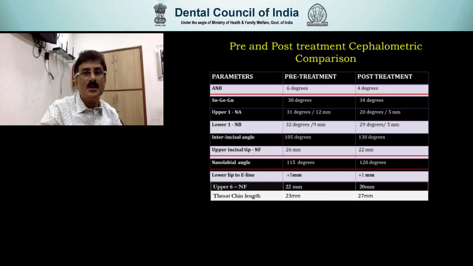That means there's a perceptible good vertical control in this situation. And there's been a good intrusion of the upper molar as well as the upper anteriors, which redirected the growth of the mandible in a forward direction. So we got additional B-point gains. So that's pre and post.